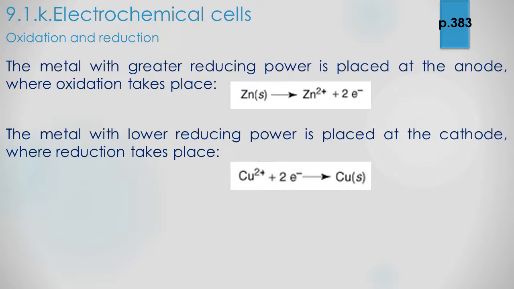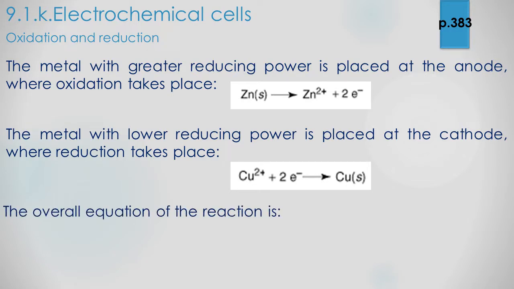So you have zinc and copper. Zinc is more reactive than copper, so therefore zinc is placed at the anode and it's losing the electrons. Copper is placed at the cathode and Cu2+ ions are gaining the electrons. Cu metal can never gain electrons. It's the metal ion that will gain the electrons instead.